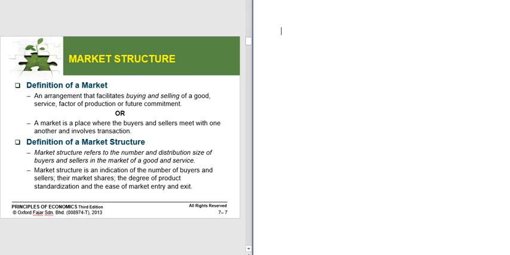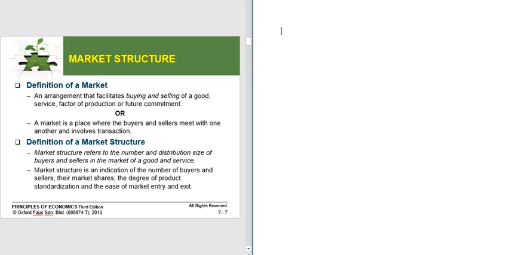Okay, so market is a medium where there will be a transaction of buying and selling of goods, tangible goods, as well as services, and also factors of production or future commitment. Factor of production means the inputs or the resources used in a production. Future commitment meaning in terms of the payment, deferred payment, and so on.